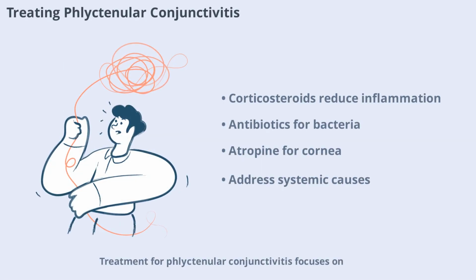Treatment for phlyctenular conjunctivitis focuses on reducing inflammation and addressing the underlying cause. Topical corticosteroids are used to control the allergic reaction, while antibiotic drops help manage any bacterial involvement. If the cornea is affected, atropine drops may be prescribed to relieve discomfort. It's also important to address systemic factors, such as improving nutrition and treating any underlying infections.